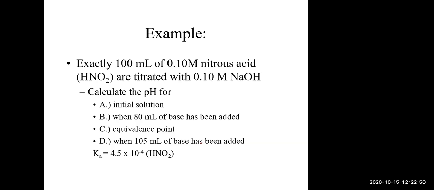All right, so these are four different steps in this titration curve. Make sure that you find the pH for each of them and work them out. Again, use this time wisely so that you know what's going on.